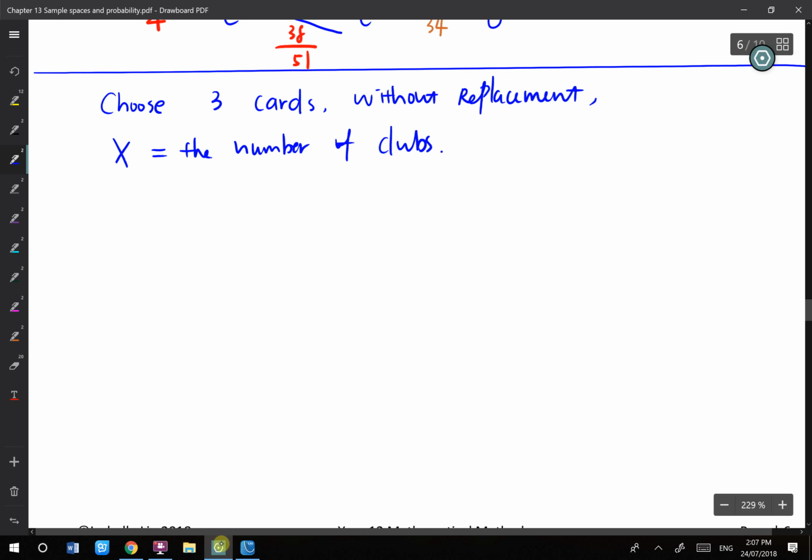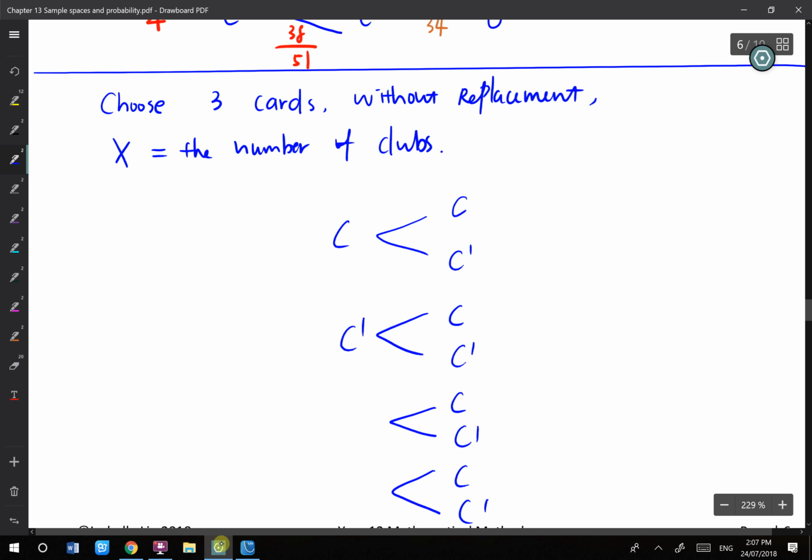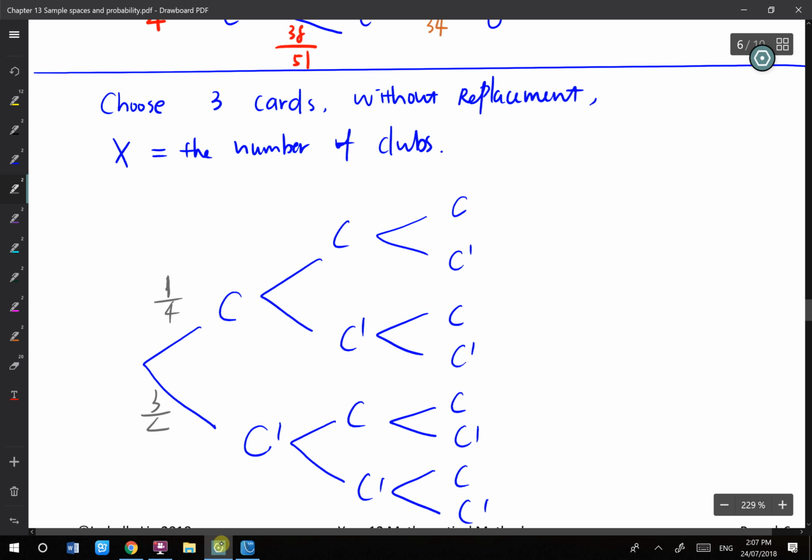We have club, club not, club, club not, club, club not, club, club not. You don't need to draw this, okay? Do not draw this. It's a waste of time. So you know the probability here is 1/4. Here is 3/4. Here is 12 over 51, 39 over 51, you know that is 13 over 51, and this is 38 over 51.